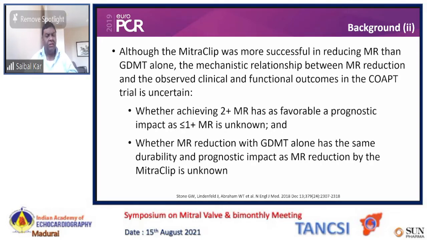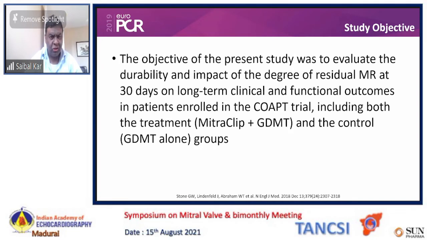Whether achieving 2+ MR has a favorable prognostic impact versus 1+ is also known. And whether MR reduction by just medical treatment alone has the same prognostic impact as MR reduction by the MitraClip is also unknown. So we wanted to understand these. So the objective of the study was to evaluate the durability and impact of the degree of residual MR at 30 days on the long-term clinical outcome and functional outcome of patients enrolled in the QUAD trial.